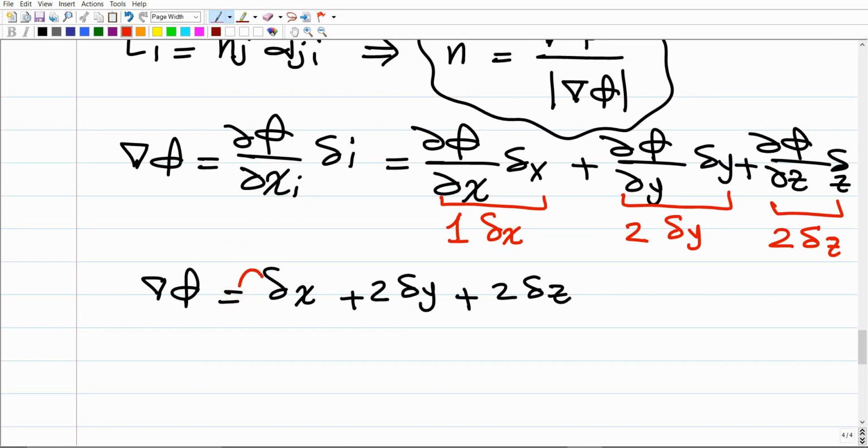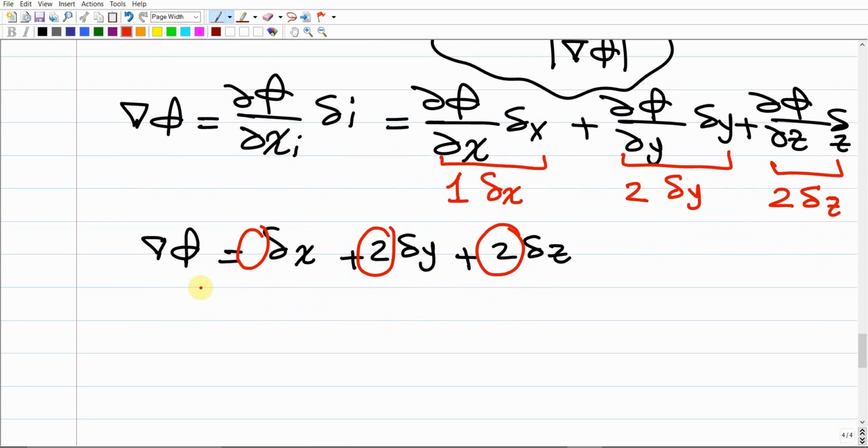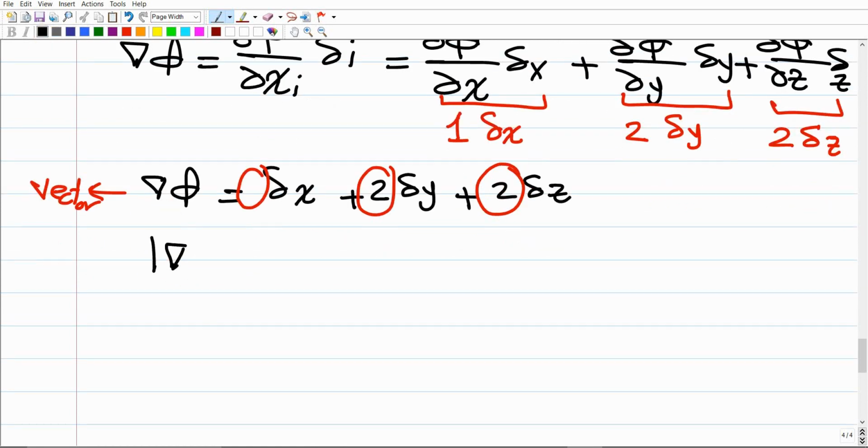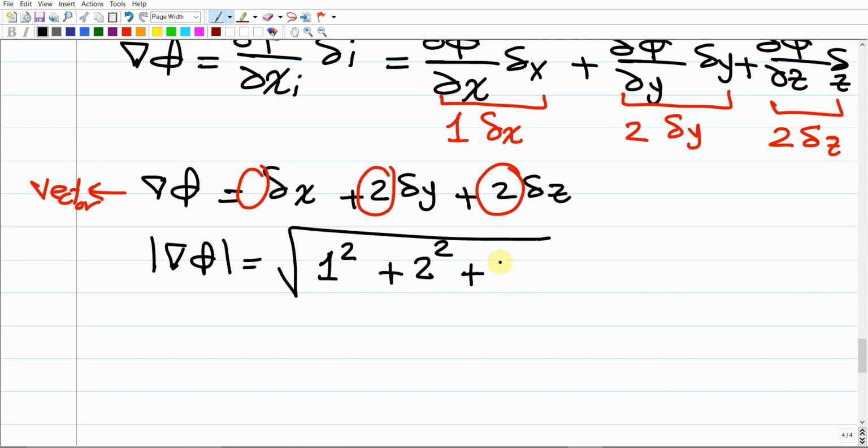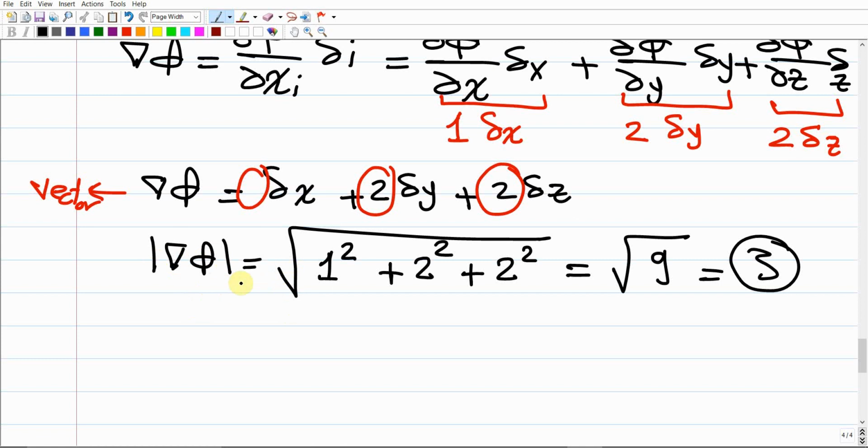This is the x component, this is the y component, this is the z component of this vector. So to find the magnitude of any vector, because this is simply a vector, right? To find the magnitude of any vector, the magnitude of nabla phi gives the square root of the x component, which is 1 square, plus the y component, which is 2 square, plus the z component, which is also 2 square. So this is going to give us 4 plus 4, 8 plus 1, this is going to give us 9. So this is going to give us the square root of 9, which will be 3. So the magnitude here of this gradient is going to be 3. So this is the gradient and this is its magnitude.